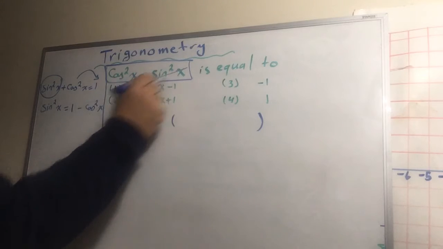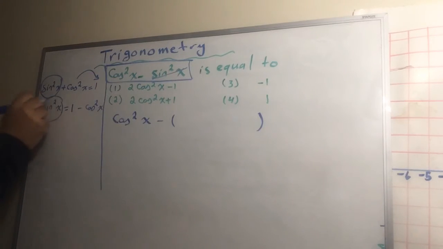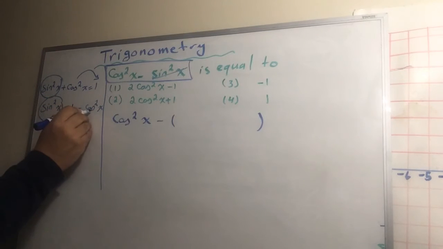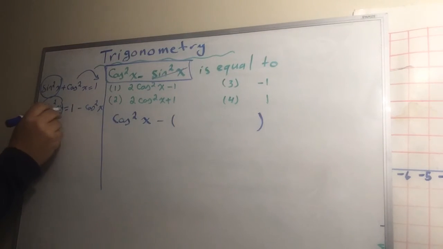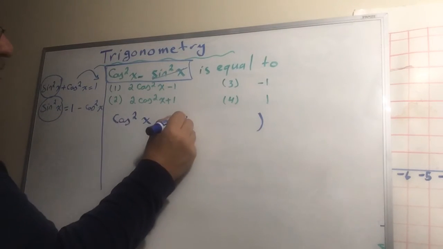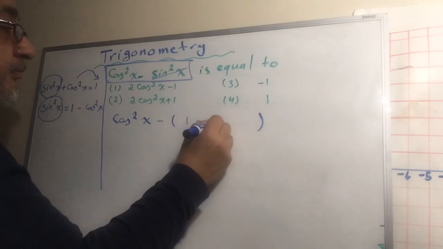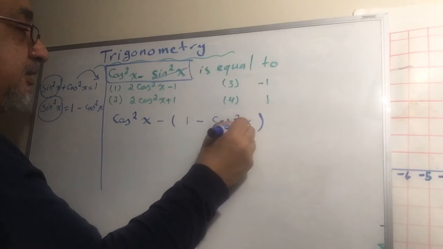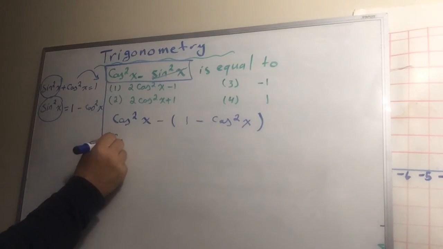Now replace sine square of x. Right here, this part is sine square of x equals 1 minus cosine square of x. So sine square equals 1 minus cosine square. So it has to be here 1 minus cosine square of x. Keep cosine square of x.